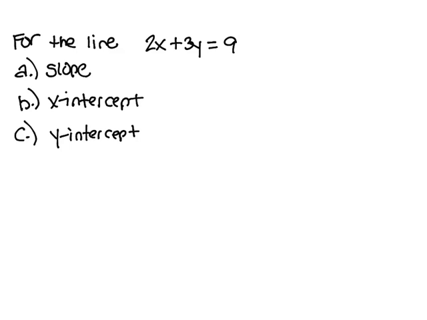In standard form, you can find the slope by doing minus a over b. So knowing that this is a, b, and c in standard form, we could say minus our 2 over 3, and the slope of that line would be negative 2/3.